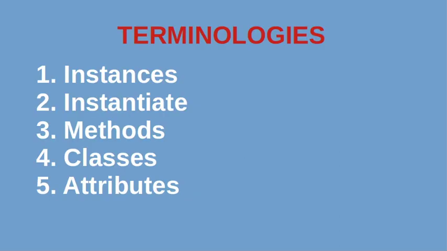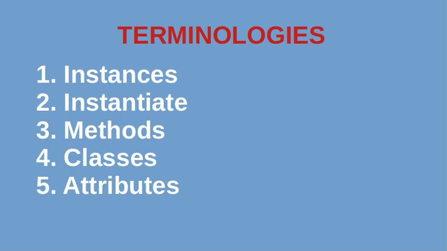So let's move on to the terminologies that we need to understand when it comes to working with classes. An instance is an object that is created from a class. A class is a blueprint, while an instance is the object that is created from that blueprint. To instantiate is the process whereby we make an object or an instance of a class.